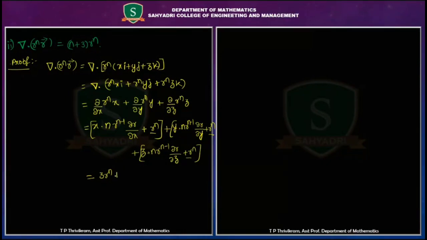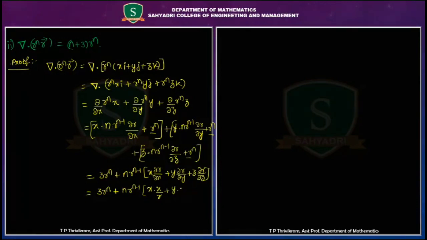So plus n into r power n minus 1 is common. Inside what is there, we will check it. Okay, so x into dou r by dou x plus y into dou r by dou y plus z into dou r by dou z. So this one is equal to 3 r power n plus n into r power n minus 1 into x into dou r by dou x, whose value is x by r, plus y into dou r by dou y, this is y by r, plus z into z by r.